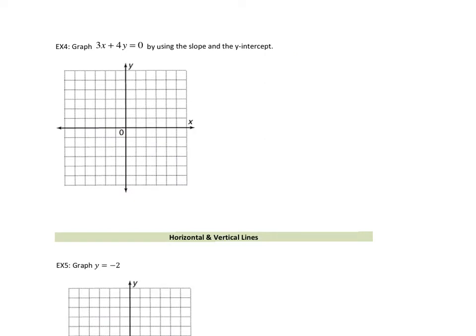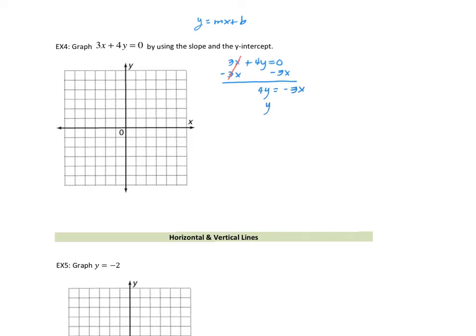In this next example, we're going to continue to use the slope and the y-intercept to graph. However, you should note that the equation is actually not in the correct form. It's not in the y equal to mx plus b form. So we're going to have to get it into that form. The first thing I'm going to do with this equation, 3x plus 4y equal to 0, is I'm going to subtract 3x from both sides to get the y term by itself. So again, the 3x's will go to 0 or cancel, and I have 4y equal to -3x.